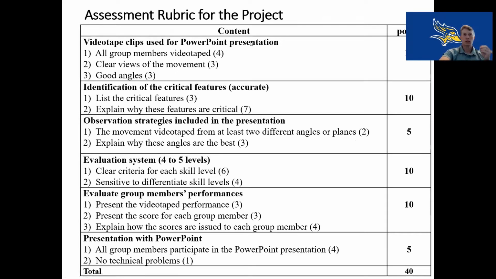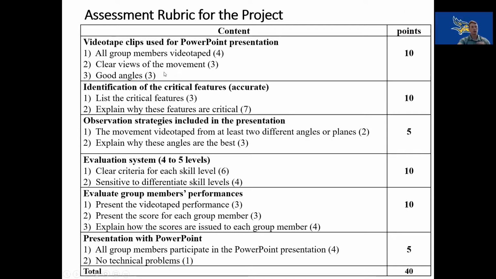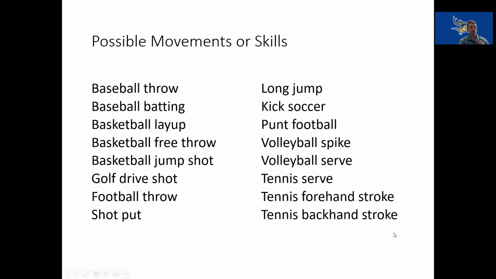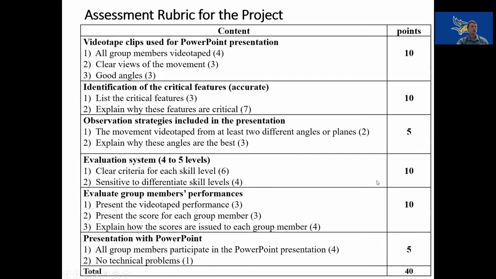Okay, here is the assessment rubric. So this is how you will be graded based on this rubric. So what is necessary for you to achieve these scores? These scores are actually updated. It's out of 50 points. But all group members must be videotaped, with clear views, good angles, things like that.